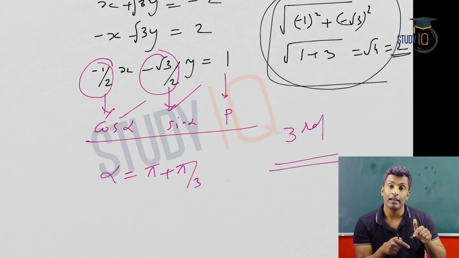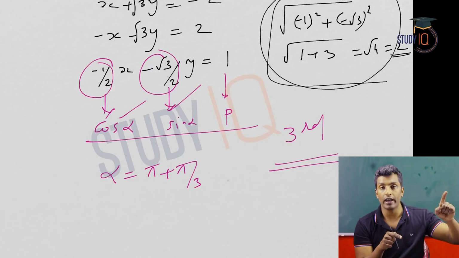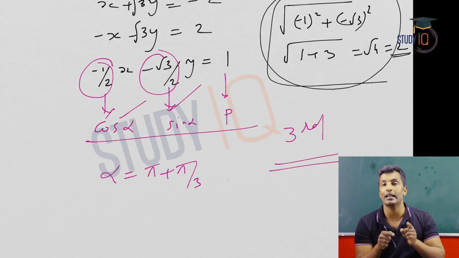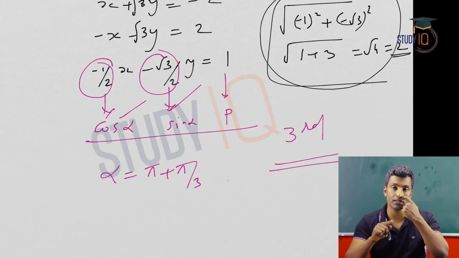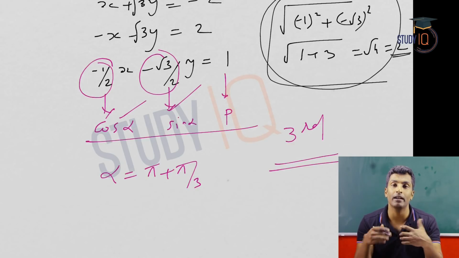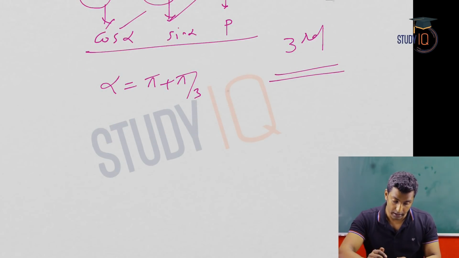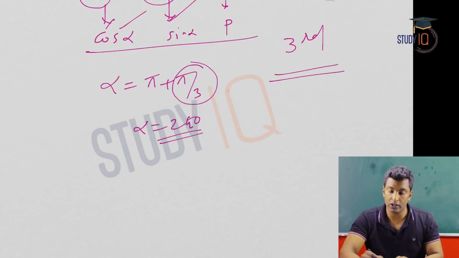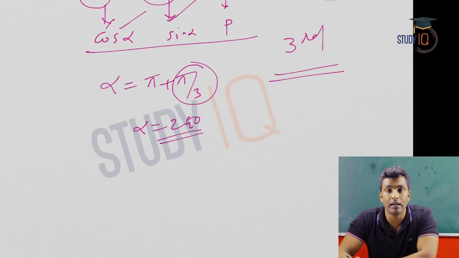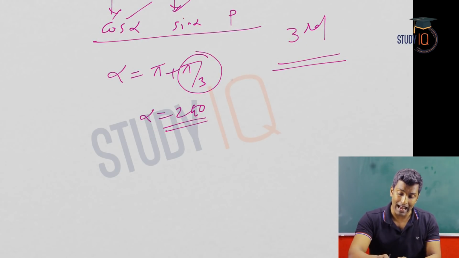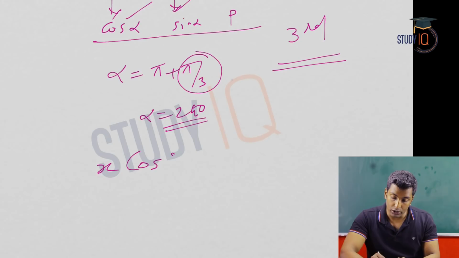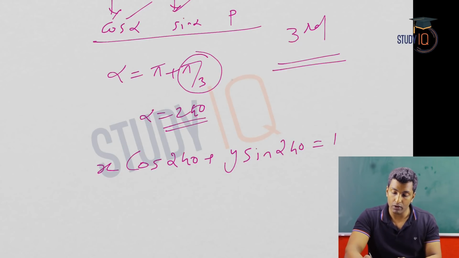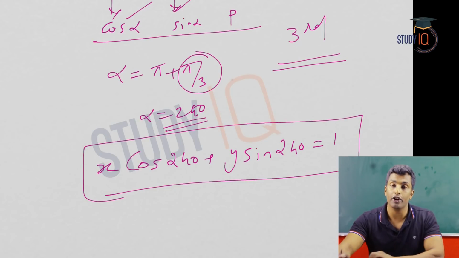If sin was positive and cos was negative, I would take it in the second quadrant. If cos was positive and sin is negative, then I take it in the fourth quadrant. I hope you understood this quadrant thing. We will discuss it in trigonometry in much more detail. So ultimately alpha is equal to 240, because pi plus pi by 3 is 180 plus 60, 240. So the actual equation is x cos 240 plus y sin 240 equal to 1. So this is the normal form.